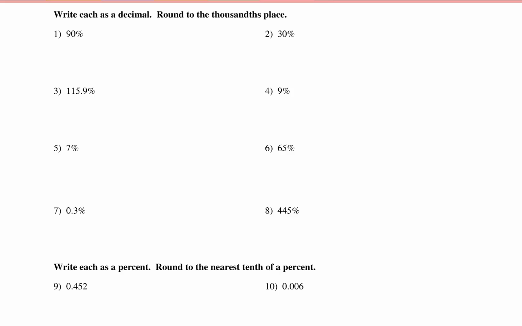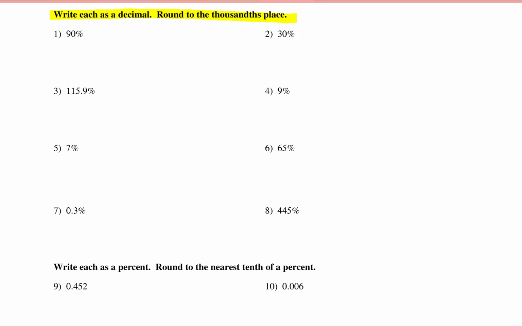In finance problems, you will encounter percentages and also decimals. So in this video, I'm going to show you how to convert a percentage into a decimal and how to change a decimal into a percent. So let's start with the first group of problems. Write each as a decimal. Round to the nearest thousand place.